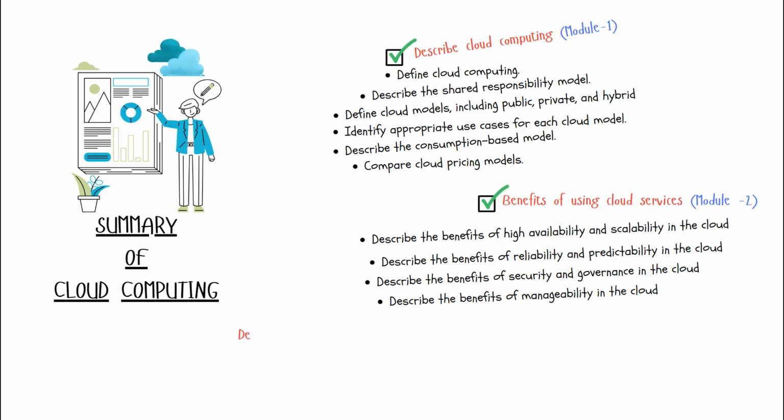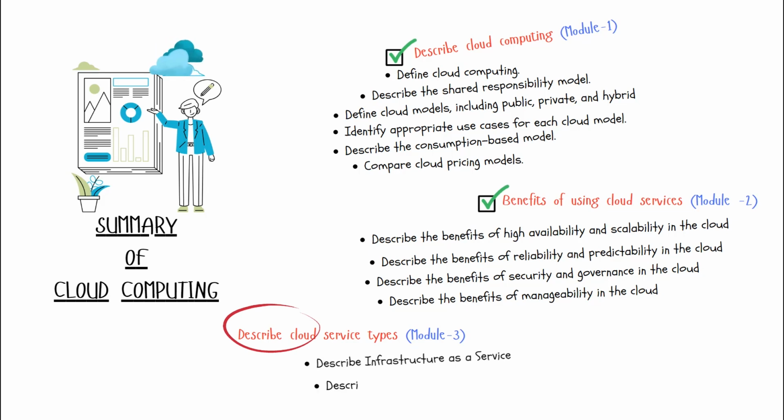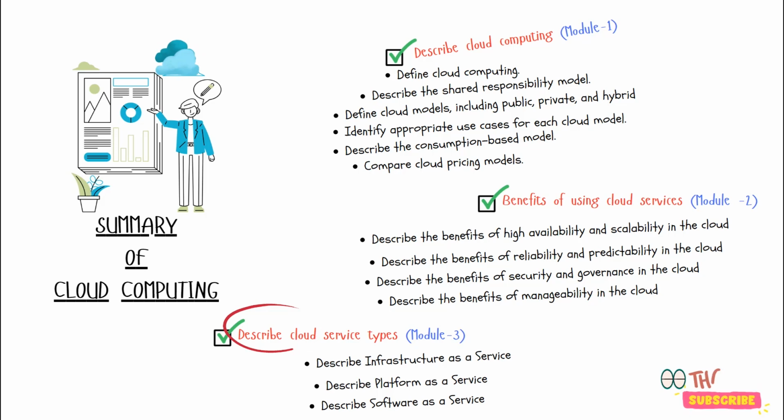In the third module, you explored the different types of cloud services and how they can be used. You learned about infrastructure as a service, platform as a service, and software as a service, and how each service type fits different needs. The module also reinforced the concept of the shared responsibility model, showing how your responsibilities change depending on the type of cloud service you are using. By the end of this module, you should be able to describe infrastructure as a service, platform as a service, and software as a service with examples.